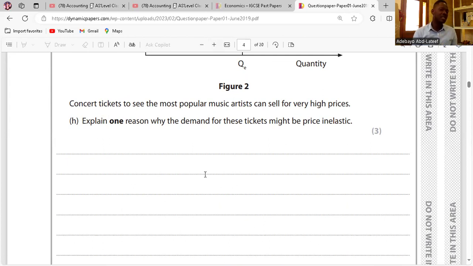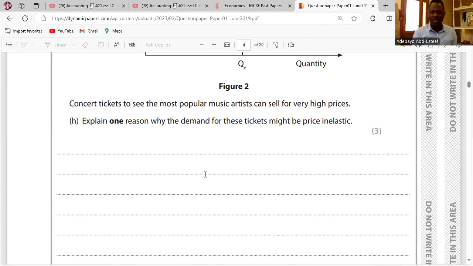So according to these statements, the price is high and the quantity demanded is not reducing. There's no significant change in quantity demanded. So what could be the reason for that? One, I wrote low. They said two. They said one reason, right? I gave two anyway.